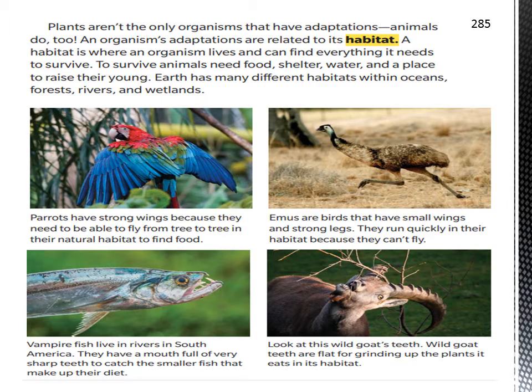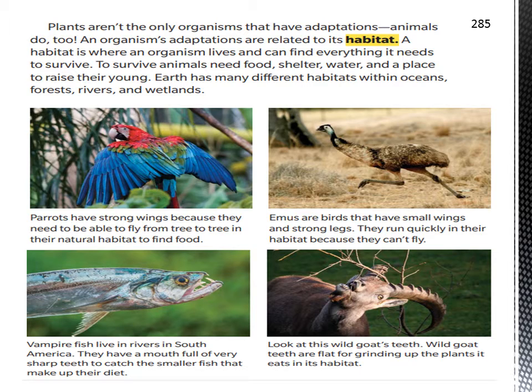Now let's move to picture number 2. Emus are birds that have small wings and strong legs. They run quickly in their habitat because they can't fly. What adaptation do emus have? Very good. They have strong legs. I have another question for you. Do you think emus can survive in parrots' habitat? Of course not, because they can't fly.